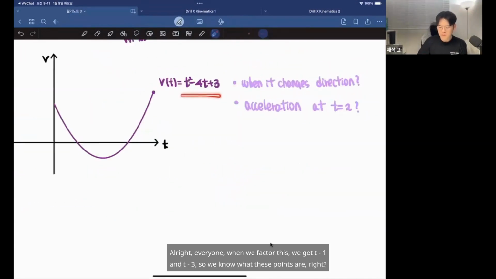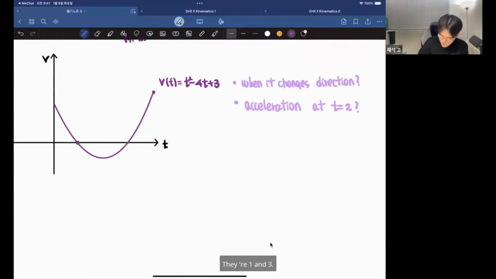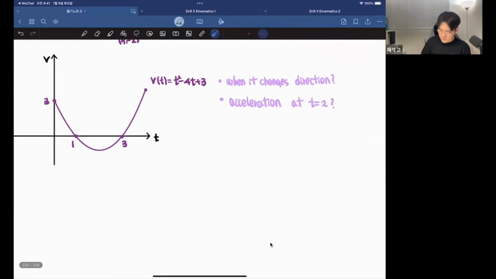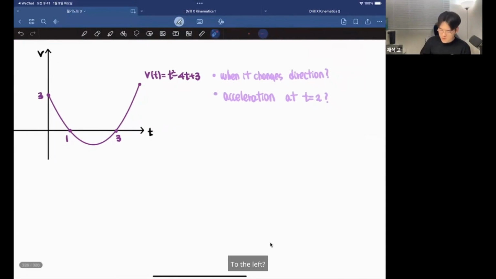All right, everyone, when we factor this, we get t minus 1 and t minus 3. So we know what these points are, right? They're 1 and 3. Not just this, but we can also find the v-intercept. When this object starts moving, does it move to the left at first, or does it move to the right? To the left. Why is it moving to the left?